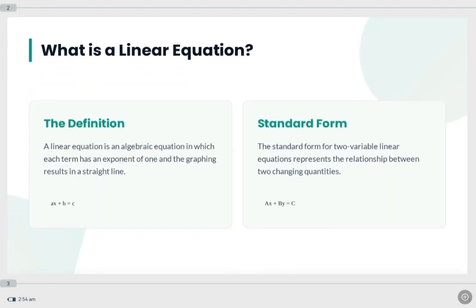So this equation represents the relationship between two changing quantities. The changing quantities are x and y, because x and y are variables. So in two variables, this represents the relationship between two changing quantities. If the first changes, then the other will definitely change.